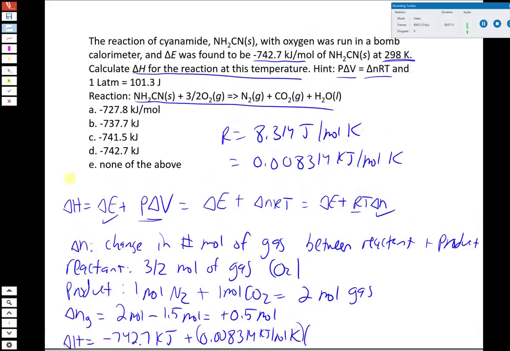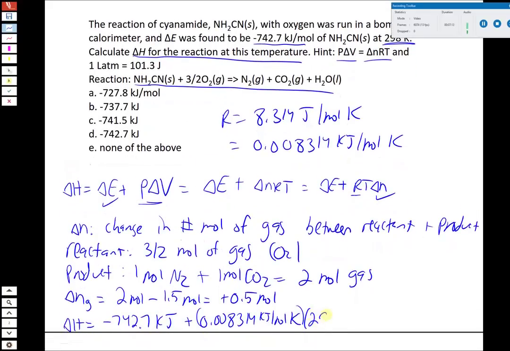Temperature is given to us at 298 K. So in this case, temperature has to be in Kelvin anytime we're doing absolute temperature. And then delta N, as we said, was 0.5 mole positive. So when we add these together with minus 742.7, we get minus 741.5. We have it as kilojoules per mole. Kilojoules is fine, as the answer choices say. So the answer choice would be C. So delta E plus P delta V.